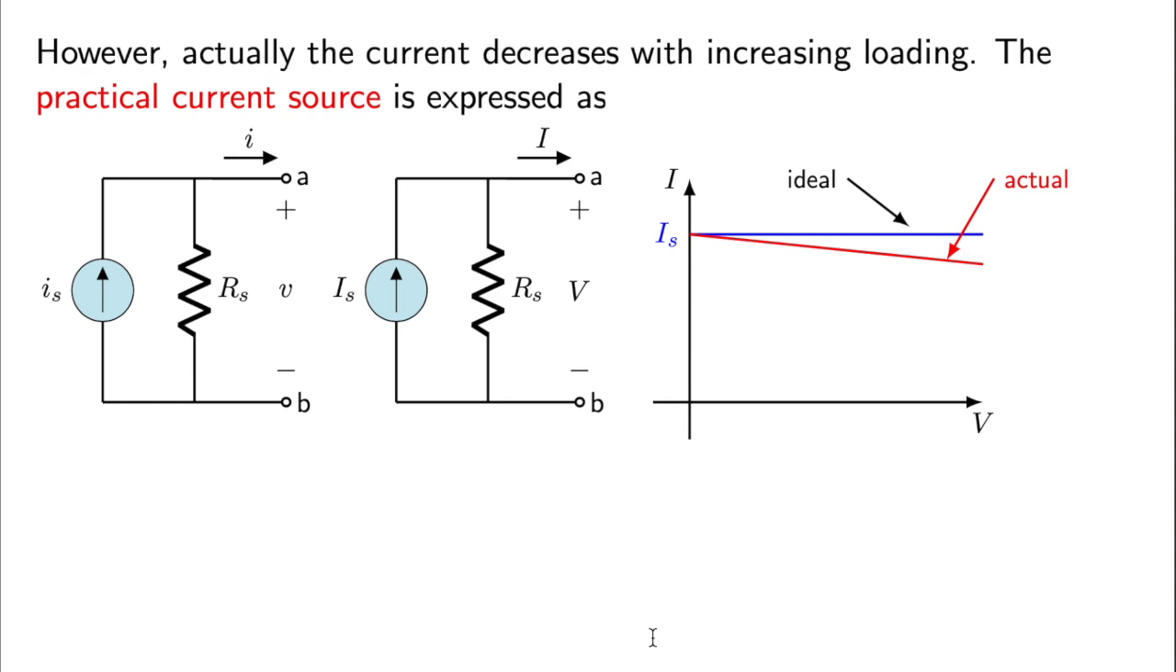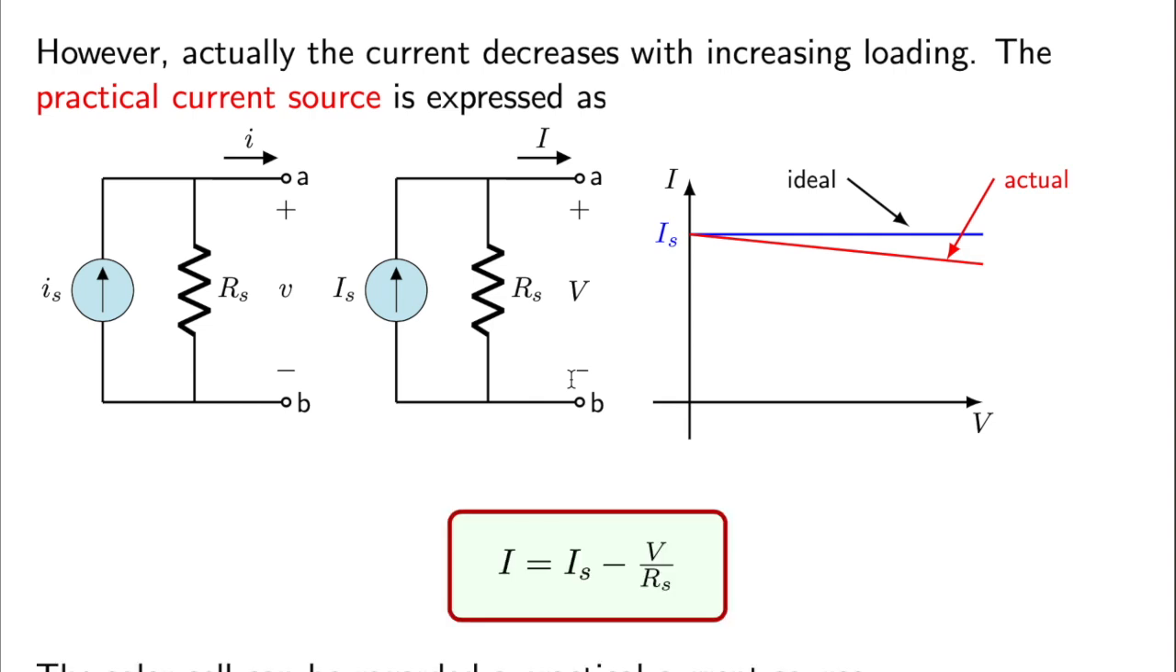Similar to this practical voltage source, there is an analogous practical current source. It is also not able to maintain the current level with the change in the voltage level. As the voltage level increases, there is a decrease in the current. To represent this, there is a mathematical relation: I is equal to Is minus V upon Rs. Here the internal resistance is represented in parallel with the current source.